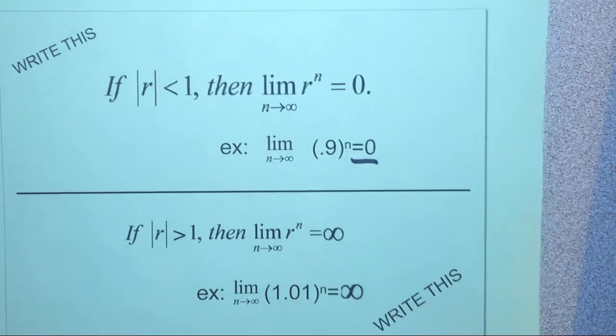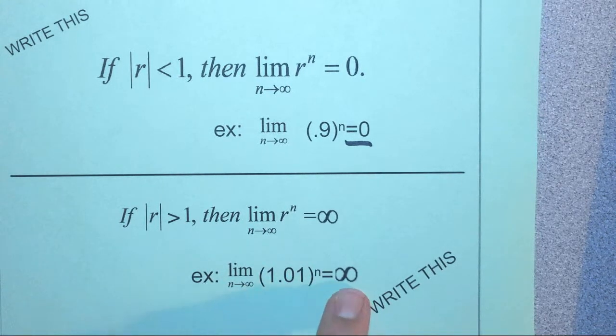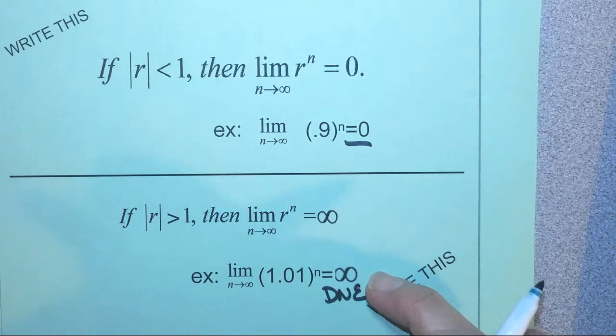We also said, in one of our examples, if your number is bigger than 1, so 1.01, 1.5, 2 point something, anything bigger than 1, raised to the n power, we're going to say that limit approaches infinity. But we also know we could write it does not exist, because you can't really approach something that you can never get to.